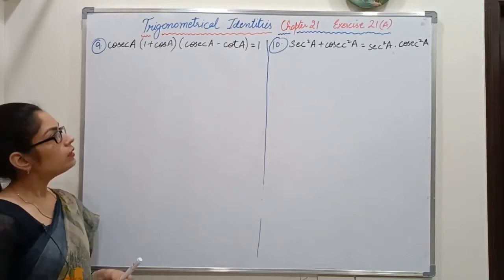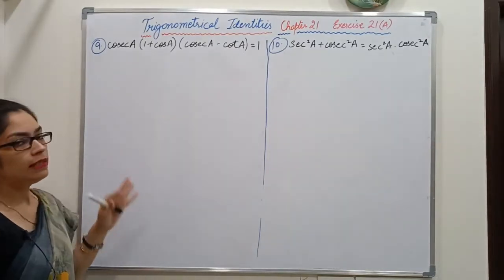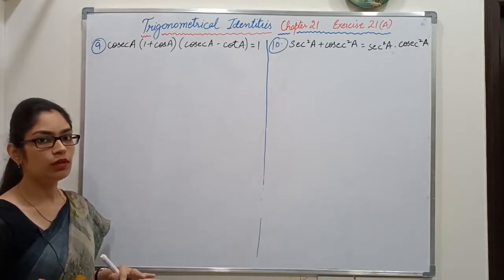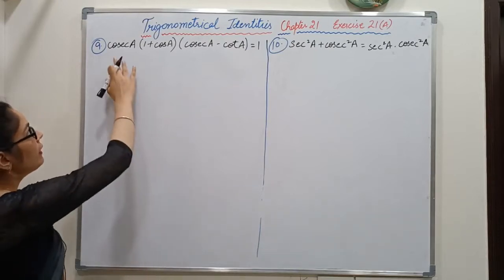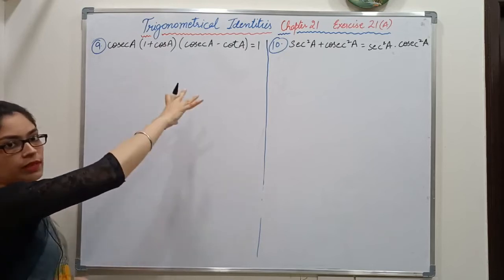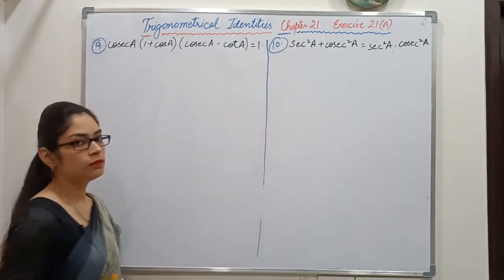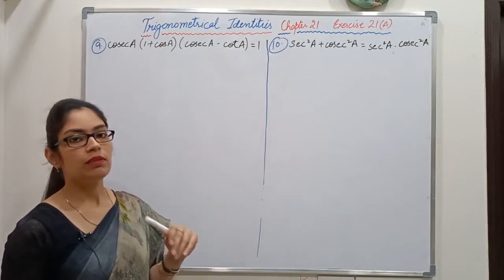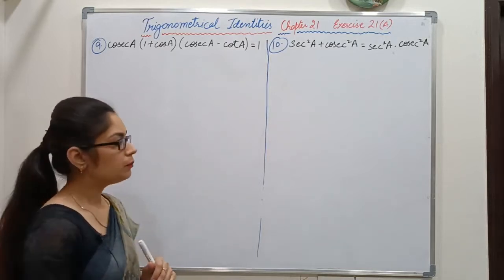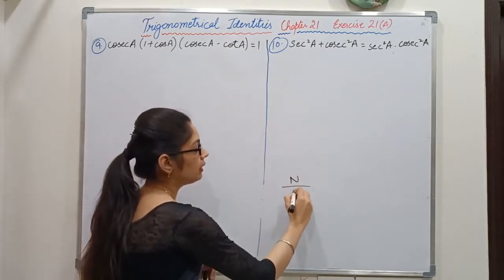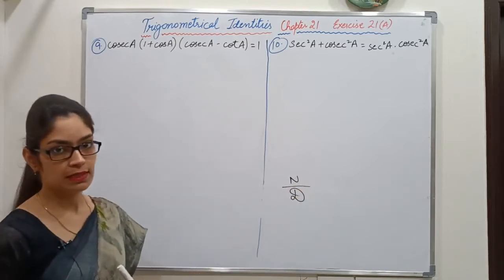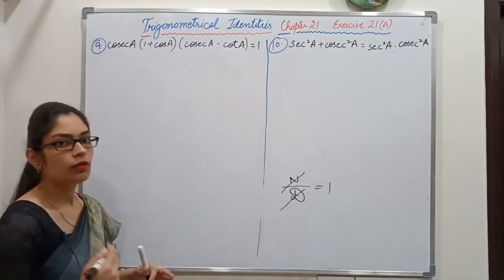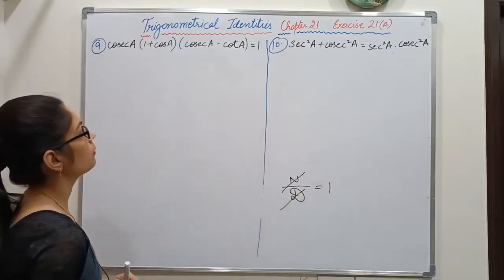Let's start the ninth question now. The ninth question is actually similar to the previous one, so try to solve it along with me. Cosecant A, say the left hand side, is equal to 1. The thing which I told you in the previous question is that whenever we have to get 1, we can prove the numerator and denominator are the same, so that when we divide, we get the quotient or our answer equal to 1.